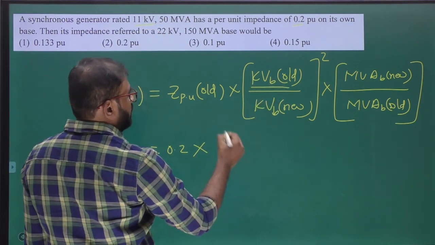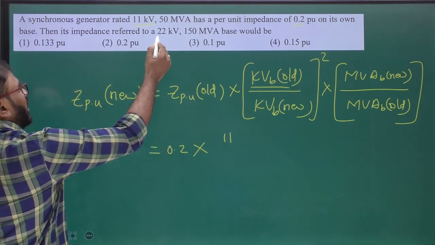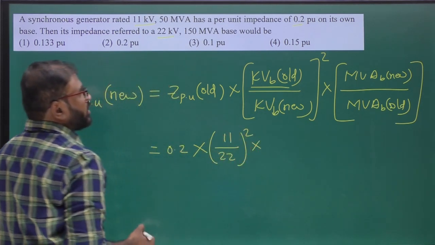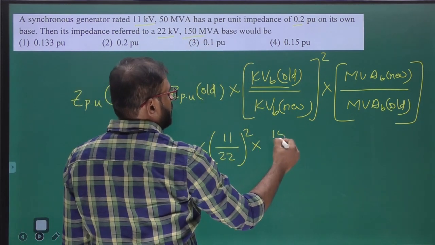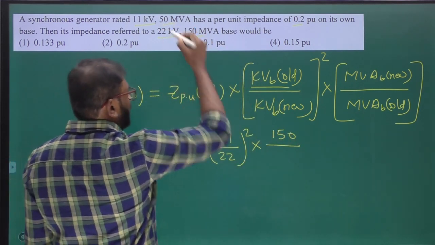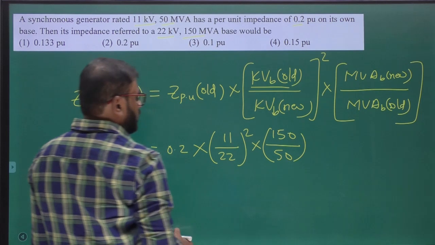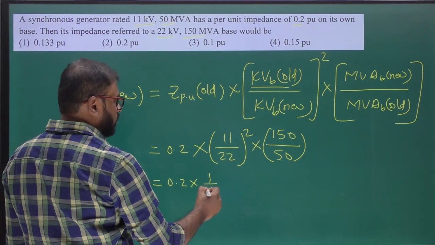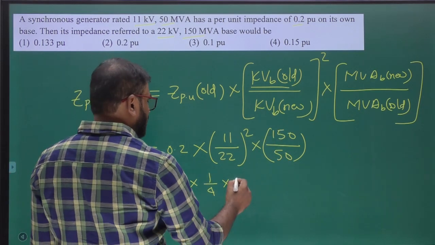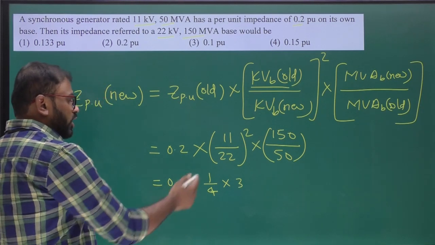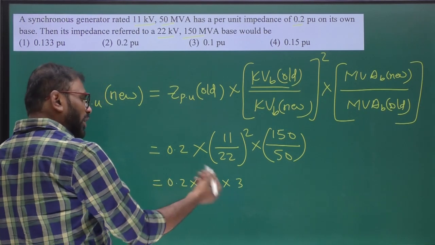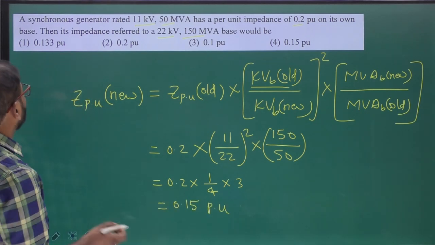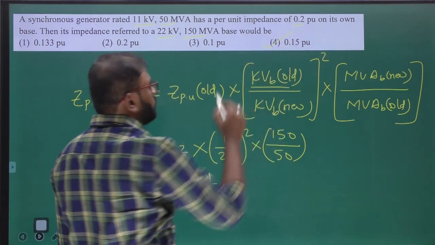11. Right? And what is the new KVB? 22, whole square, into, what is the MVAB new? 150. What is the MVAB old? 50. If you solve this, what do I get now? 0.2 into 1 by 2 whole square, which is 1 by 4, into 150 by 50, that is 3. So 3 by 4 into 0.2, that is 0.75 into 0.2. So the answer for this question is 0.15 per unit. If you notice, that is option 4.